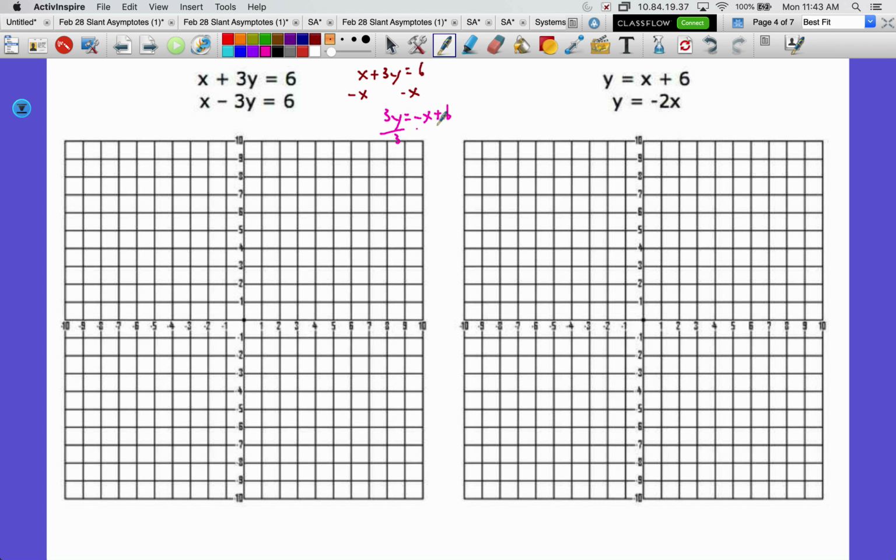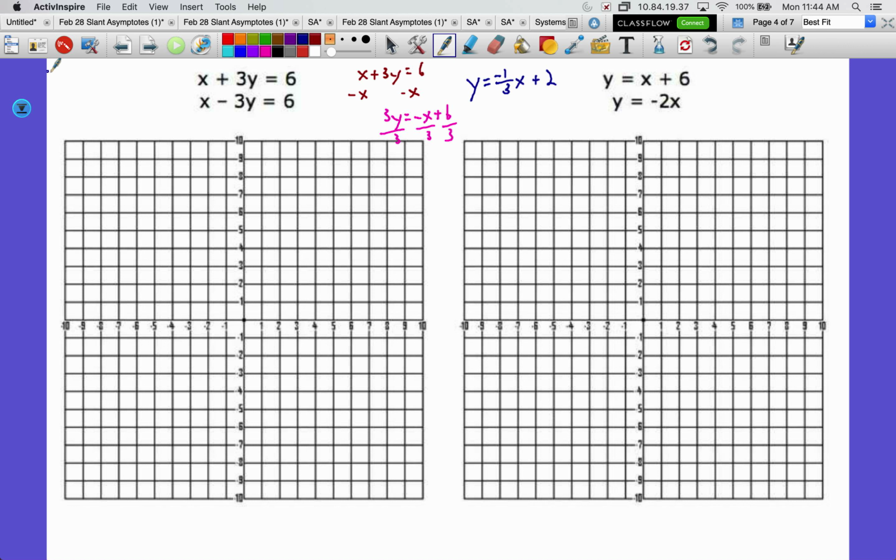Divide everything by 3. And I need to rewrite this as y equals -1/3 x plus 2. Notice I take the x off the top of this fraction and leave a 1 behind. All right, so that should be easier to graph for our first one.